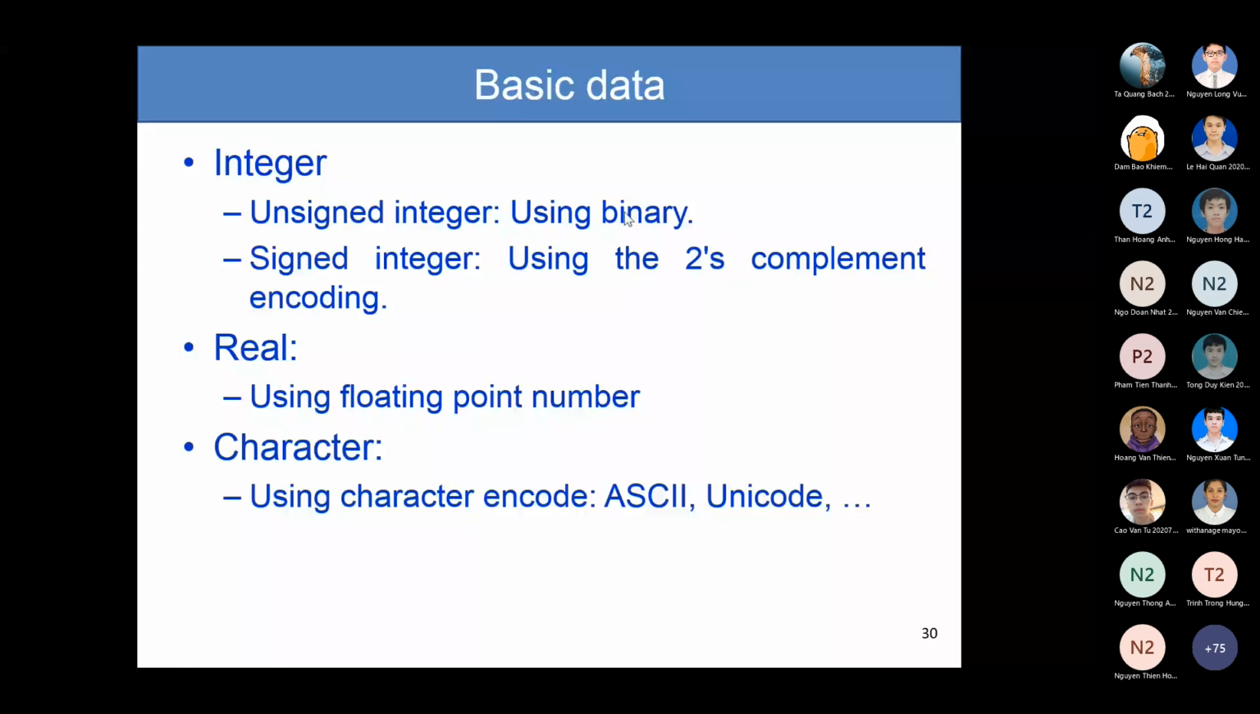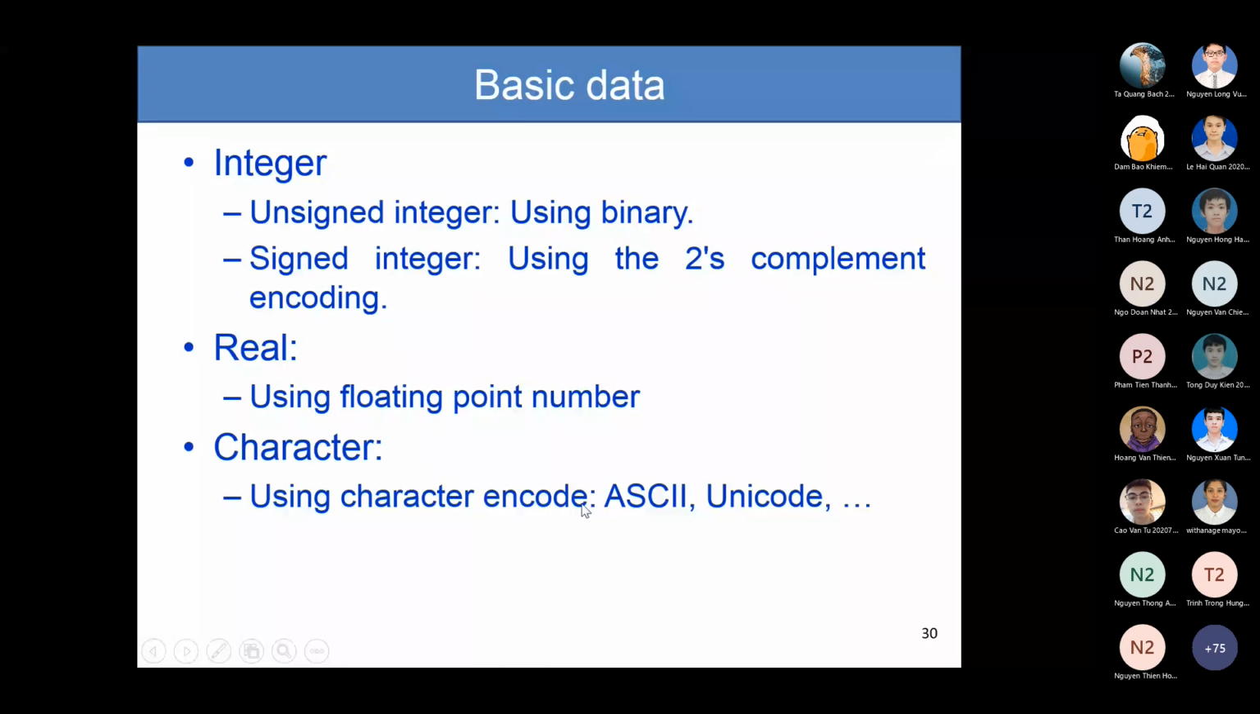For the signed integer, we use the two's complement encoding. It means we use some kind of binary to represent the unsigned value, and then we use some kind of binary digit to represent the sign of the integer. For the real number, we use the floating point standard we study later. And finally, we use ASCII and/or Unicode standard to represent characters in computer.